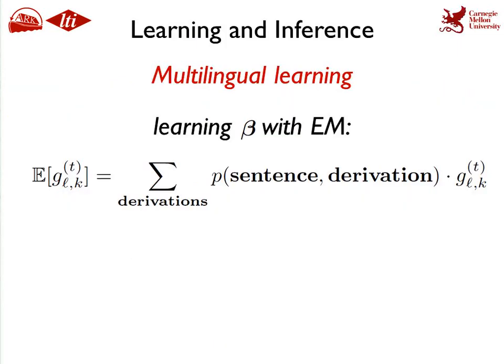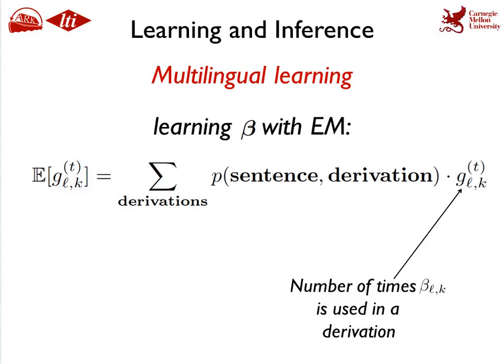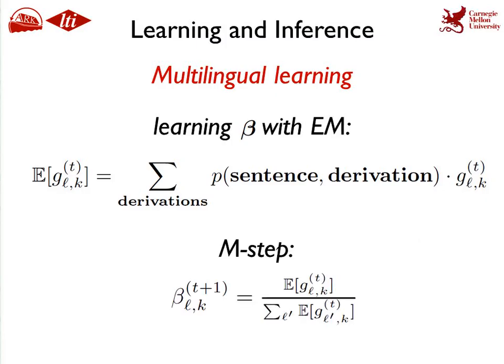So learning beta with EM is easy. You just run the EM algorithm and use the expected counts. Over here, G sub LK is the number of times the corresponding beta is used in a derivation, and then you sum up over all the derivations that you have, and you get the expected count of the number of times beta LK has been used. And in the M step, you just normalize to get a new beta in the next step. So we can learn betas using the EM algorithm.